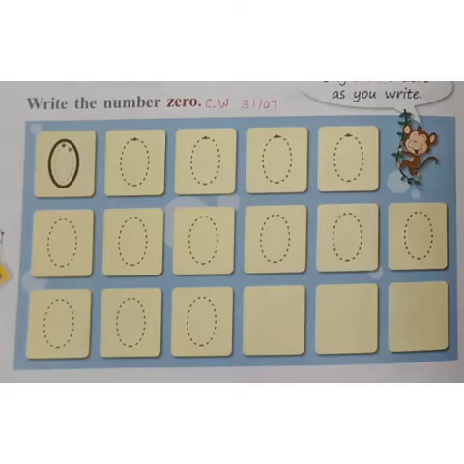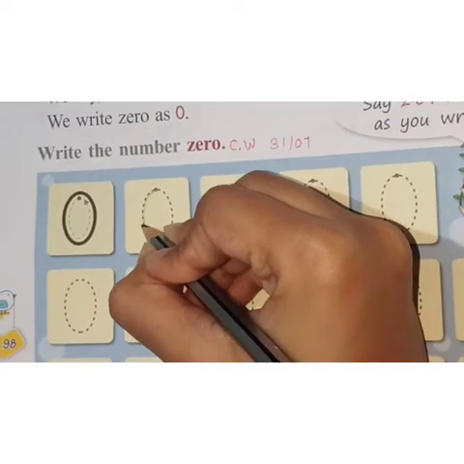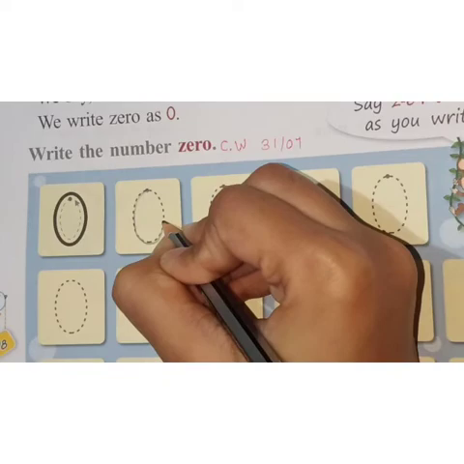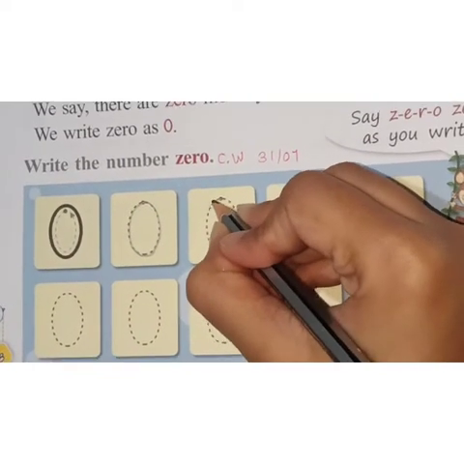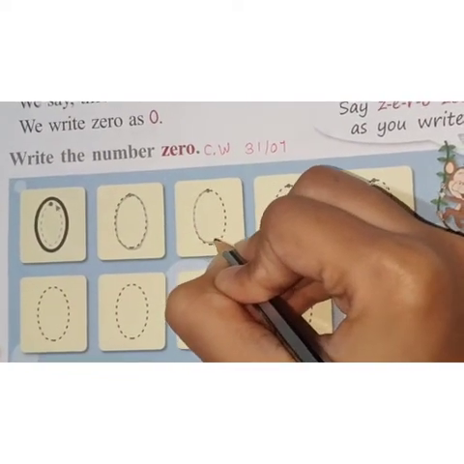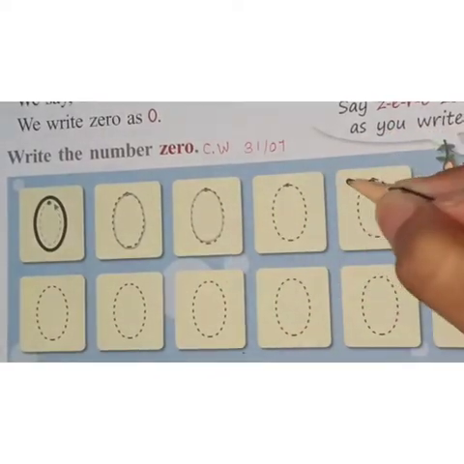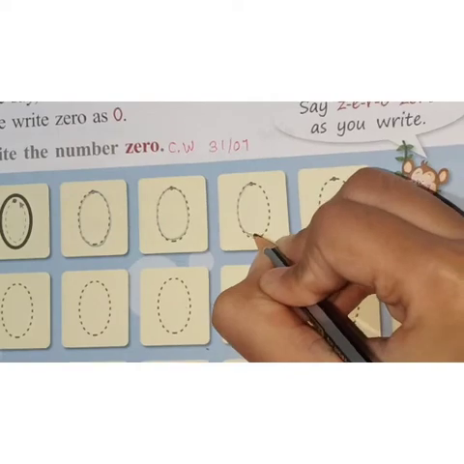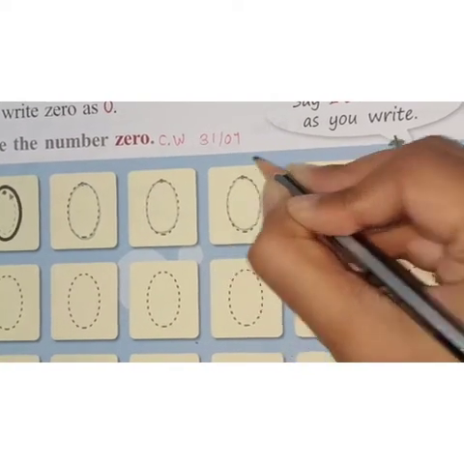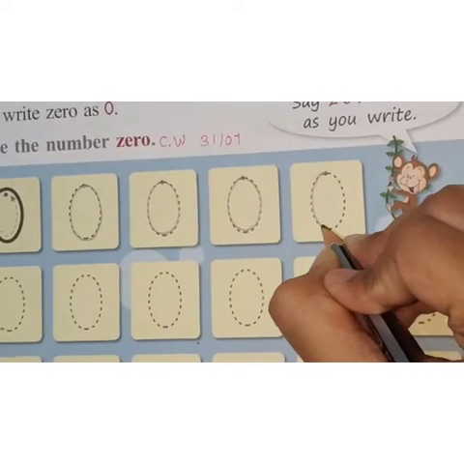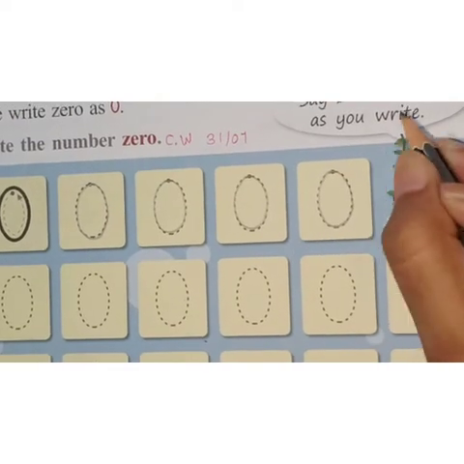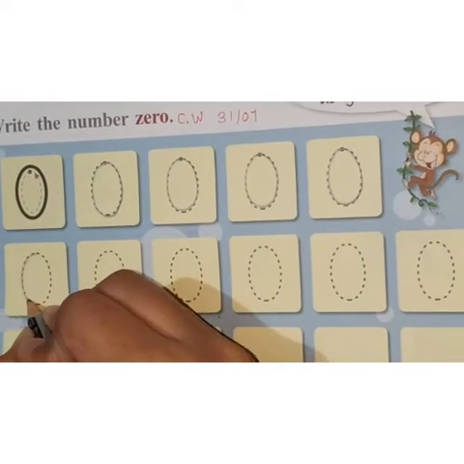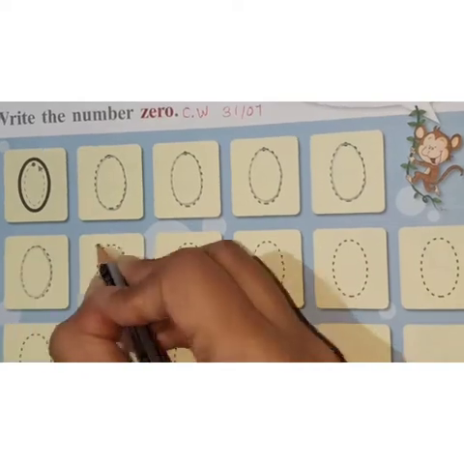Now we'll write 0 in your Pulse textbook. Open the page 98. Say 0 as you write. Start from the dot and all over the round. 0. Do it one by one. 0. First put a dot, left curve and all over the round.